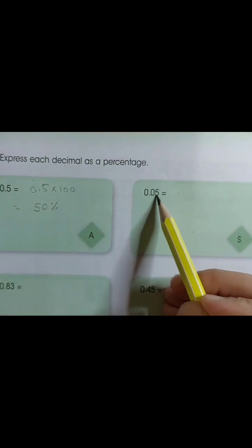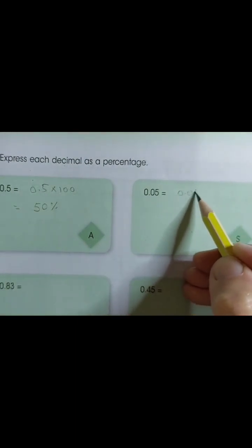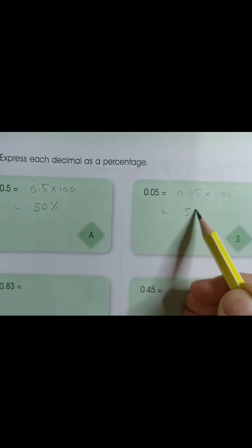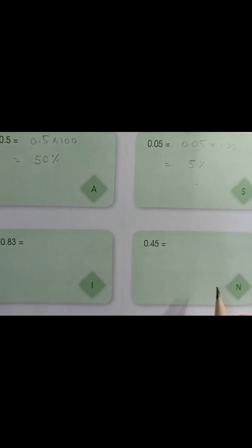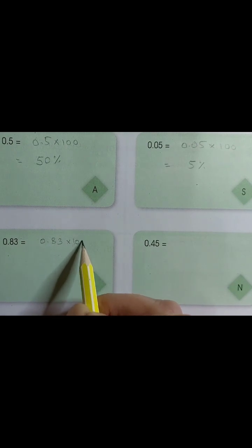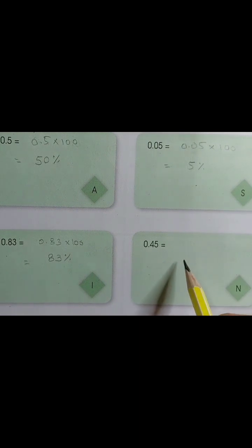Okay, now come to next question. It is 0.05. Then multiply by 100, because we have to change in the percentage, so we will multiply with 100. So it will become what? It will become 5%. Okay, now move on to next question. It is 0.83. 0.83 multiply by 100. So we will get what? 83%. Okay. Next question is 0.45.